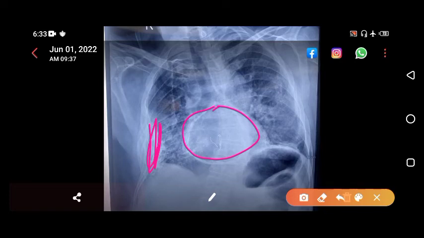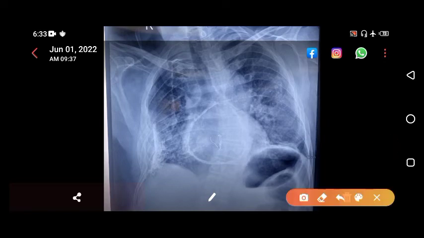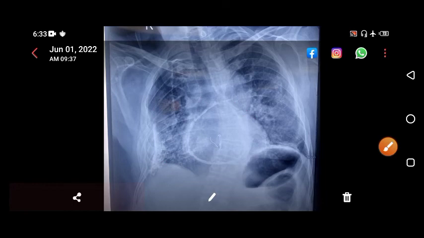Pleuropericardial calcification. Another top differential is asbestosis. Asbestosis can cause pericardial calcification as well as pleural calcification. So TB and asbestosis are on the top. So don't be afraid if you see this type of X-ray, you can focus on the major abnormalities.